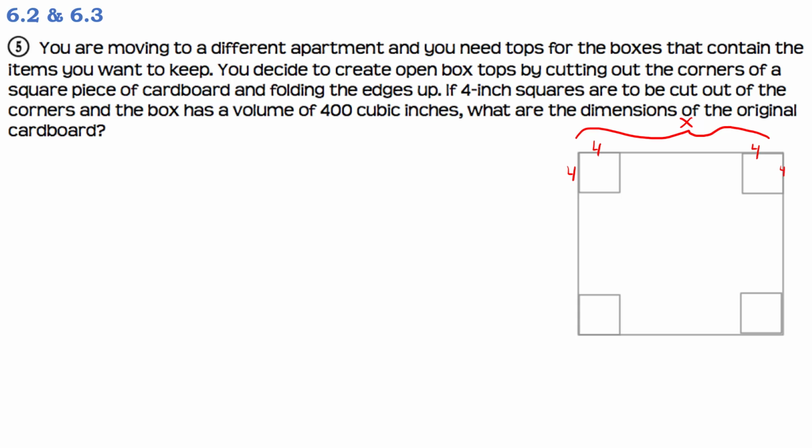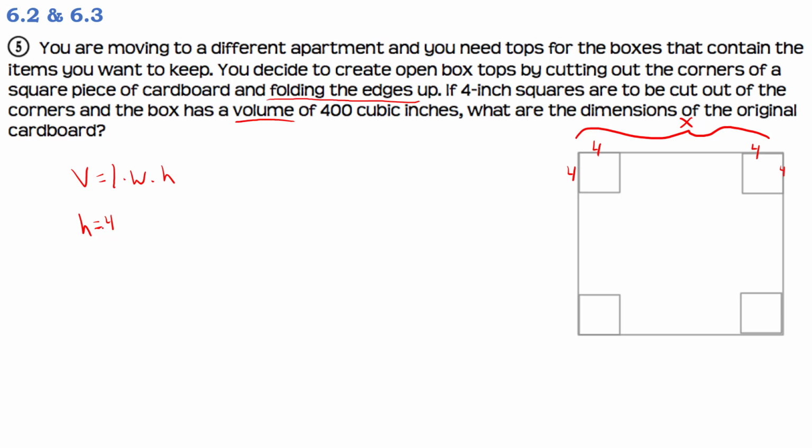The other thing we need to take away from this is that since we're dealing with a volume setup, we can do length and width, but we need to know the height. Volume is going to equal length times width times height. They've given us how long these sides are, and we're folding up the edges. So we fold up these 4-inch squares that are cut, and therefore our height is going to be 4.